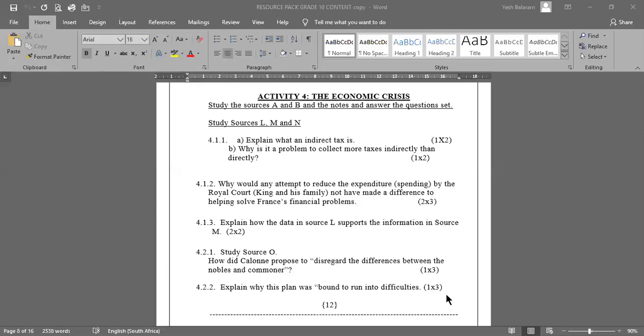Learners, a reminder, keep your work neat and always legible. Use a dark pen. The answers must be clear so you do not disadvantage yourself. Remember, you are preparing for grade 12.